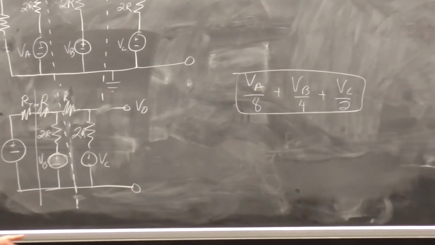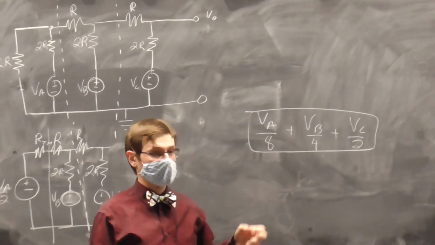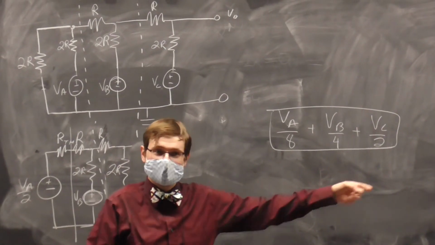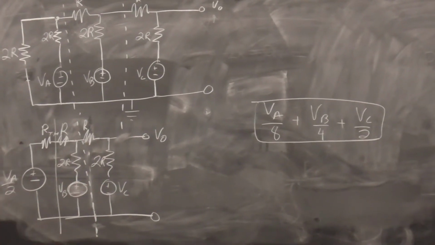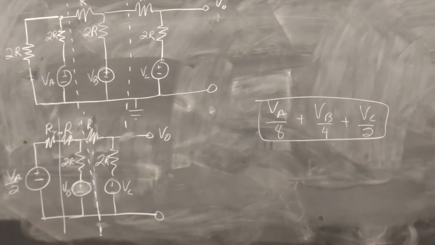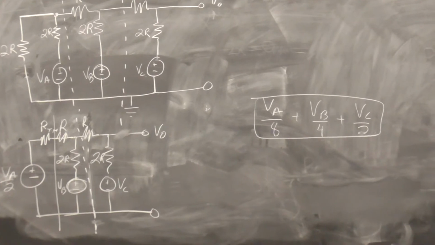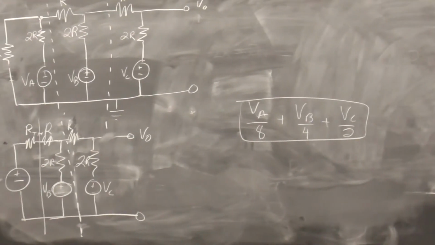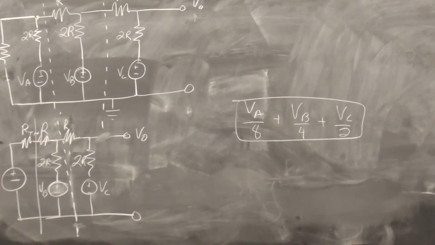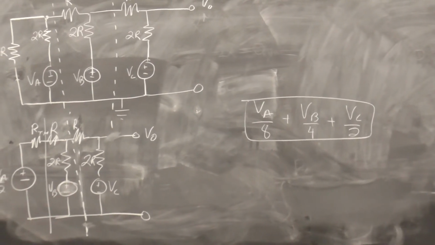So that's how it works. Each time you take a step, you look down the ladder, and that ladder divides the existing voltage by 2 and adds another one with a factor of 1/2. Does that make sense? Good.